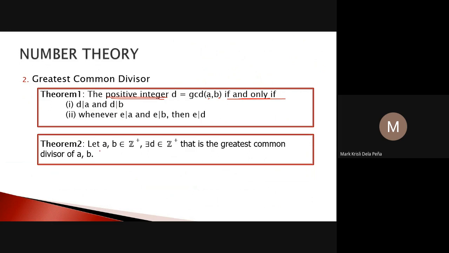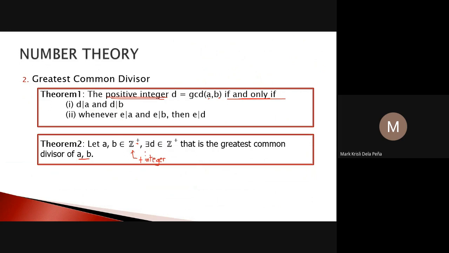Then let a and b be positive integers. If you see a plus sign, that means this is a positive integer. The letter Z represents the set of all integers. So this is positive integers. This is the existential quantifier. There is a positive integer that is the greatest common divisor of A and B.